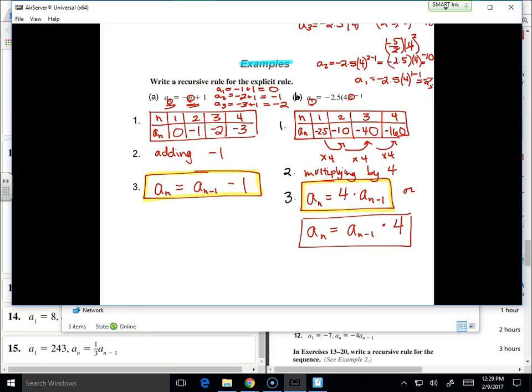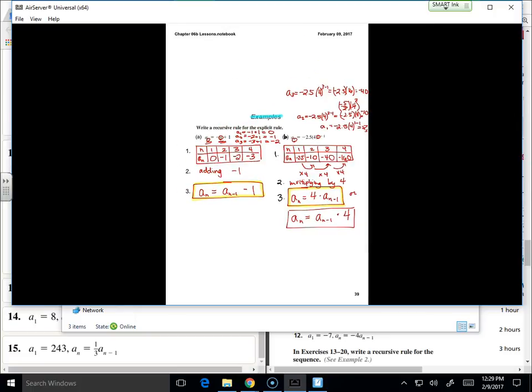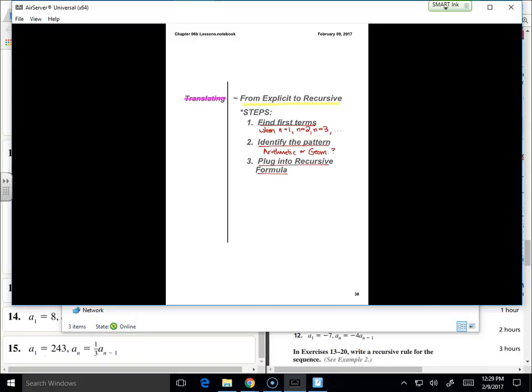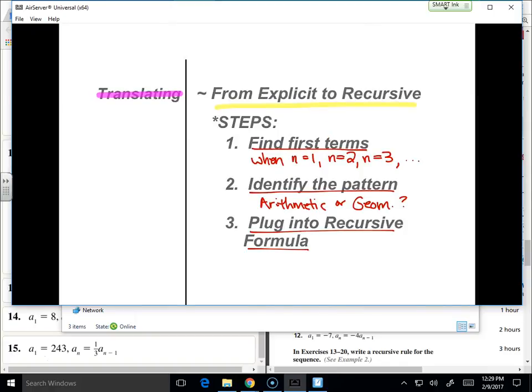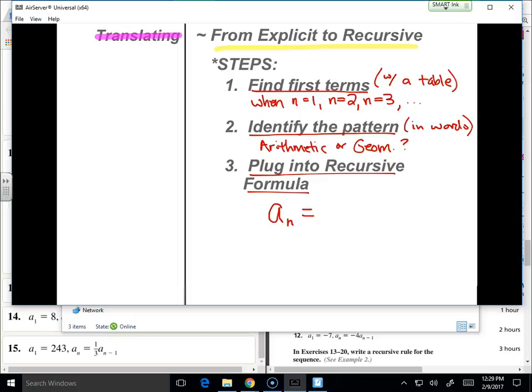What are the steps that we are taking one more time for taking an explicit rule and making it recursive? Number 1, you have to find the first few terms, and if you want to write yourselves a note, with a table. Step number 2, identify the pattern. Long story short, we're trying to figure out in words what's going on. And then step number 3, a recursive formula. We always start with a sub n, and we need to plug in the pattern that we are performing.